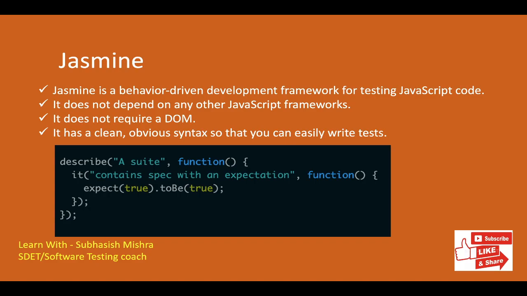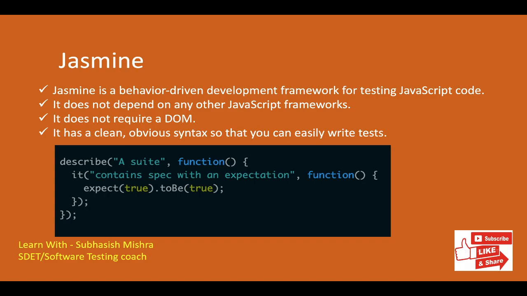Let me explain some more about the it block. An it block is placed inside the describe block in a Jasmine test. One it block is equivalent to one test case. Jasmine doesn't restrict the number of it blocks. You can have any number of it blocks inside the describe block.